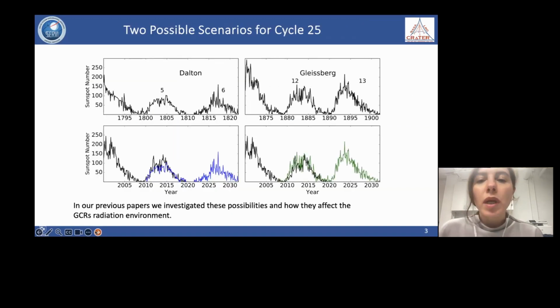Okay. So in this talk, I try to review two of our previous papers and then provide an update to that. Based on these speculations, we decided to compare cycle 24 to previous eras of low solar activity, like the Dalton and Gleissberg eras, which were in the beginning of the 19th century and 20th century. So we compared cycle 24 to cycles 5 and 12, and we try to project the results from cycles 6 and 13 to see how that would affect the radiation environment.